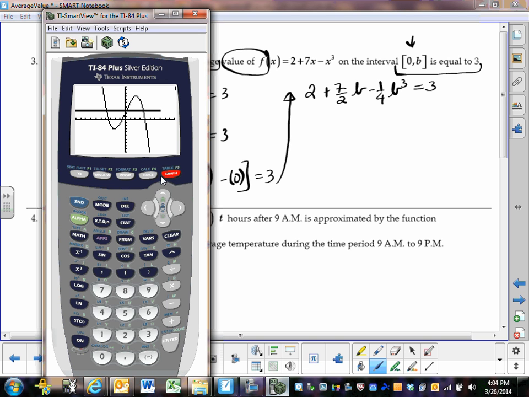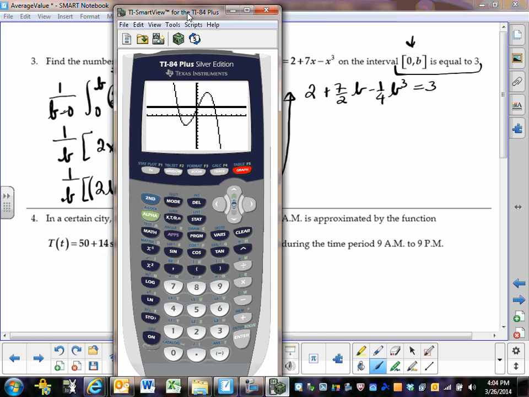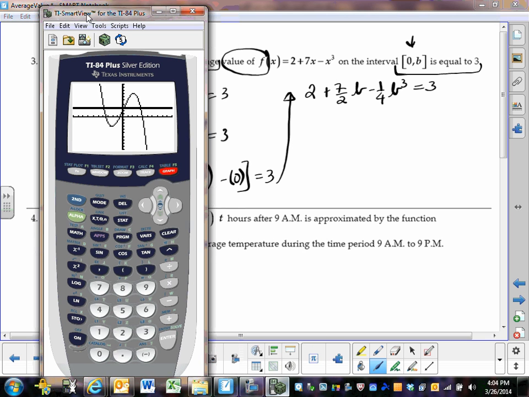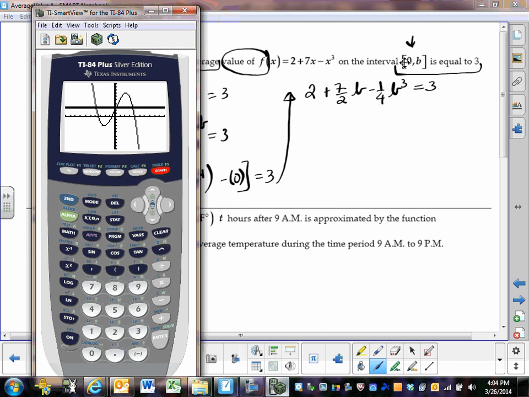So notice this is going to happen more than once. We expected it to happen more than once because it says find numbers, not just a number. Okay, and remember what we said about our interval being from 0 to b. We can't use a negative value. So we're going to have to find these two values here.